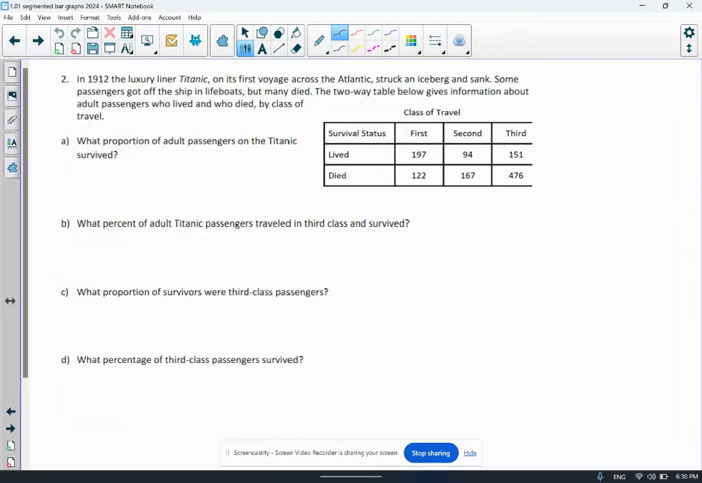Hello, this is Mrs. Poland for lesson 1.01 on conditional relative frequencies. In this video, I'm going to go over example 2 from the practice.